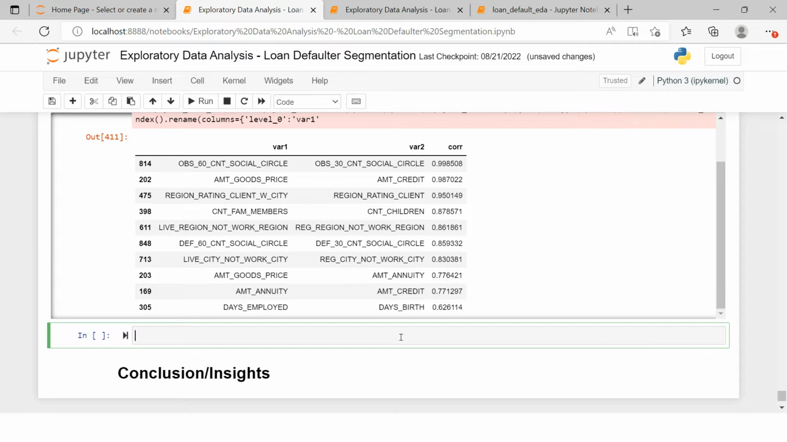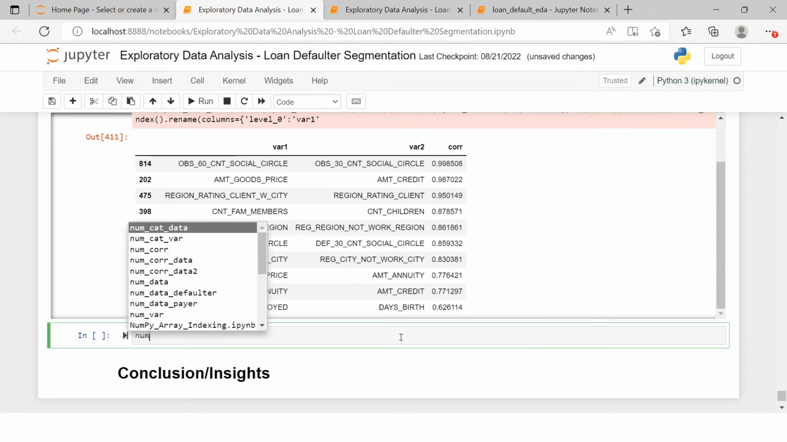We will see how the numeric variables are related to default and non-default, and then how the numeric variables are related to each other. All right, lot of talking. Let's just have a look at the variables which we have in num data.